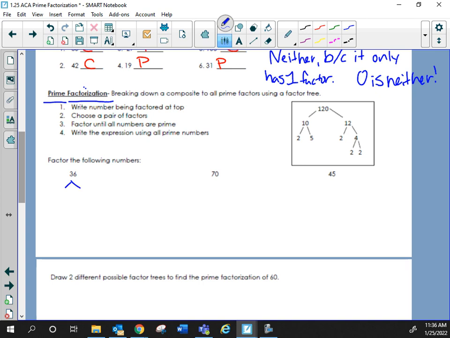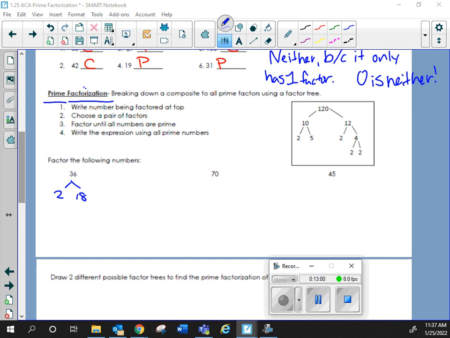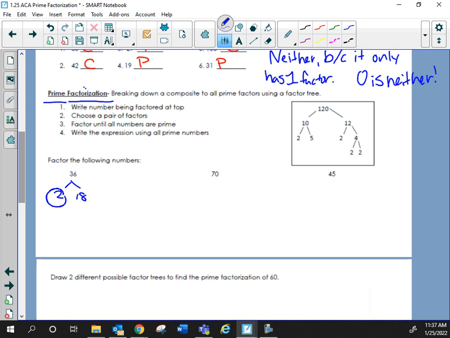Okay, so we're going to break it down into two factors. 2 times 18, y'all agree, equals 36? Is either one of those numbers a prime number? Is 2 a prime number? Yes. Is 18 a prime number? No. So I can break 18 down further, but with 2, I'm going to pause. If it's prime, I'm going to circle it, saying that's my stopping point.